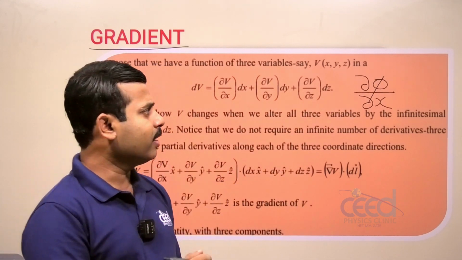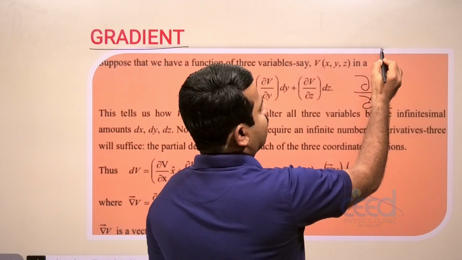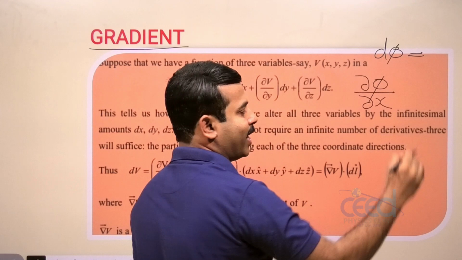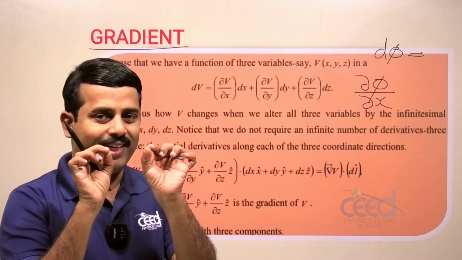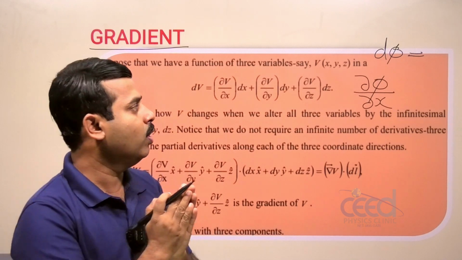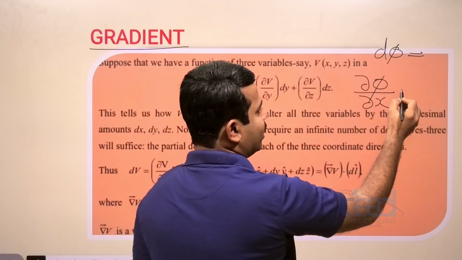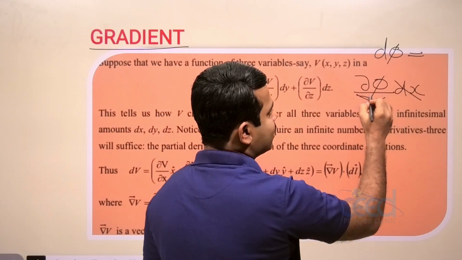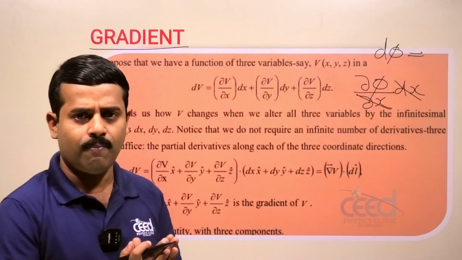Then how do I represent the variation of phi? What is d phi? It is a small change in phi. How do I find it? Definitely I multiply with dx, then this and this cancel, and this is the variation.